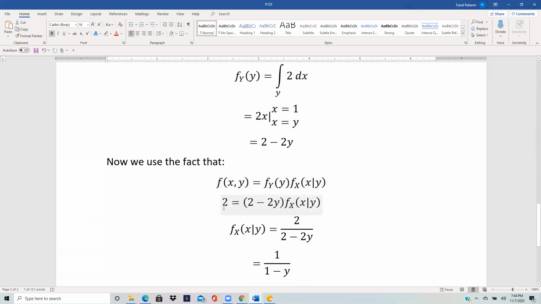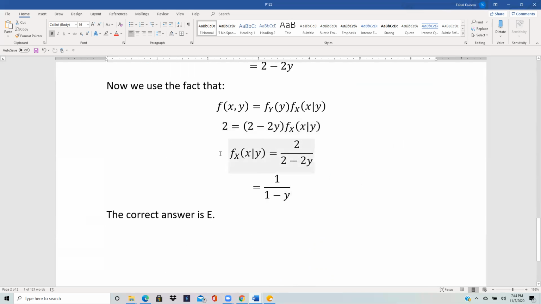So the joint density we know is 2. f_Y of y we just found to be 2 minus 2y. And this one has to be found out. So you take the 2 minus 2y down. After simplification, you get 1 over 1 minus y. And that is choice E.